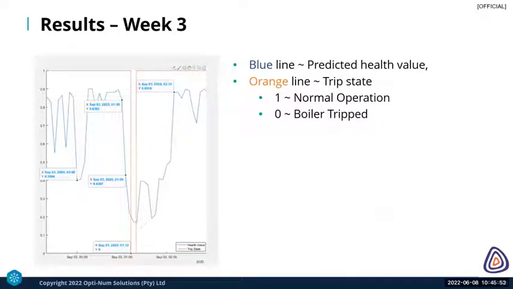Okay, last set of results just to look at. This is in the third week. Once again, in blue, we have our predicted health value, and our orange line is once again our trip state.